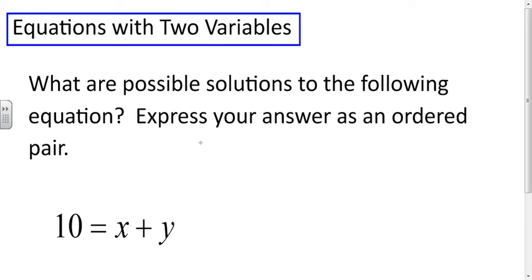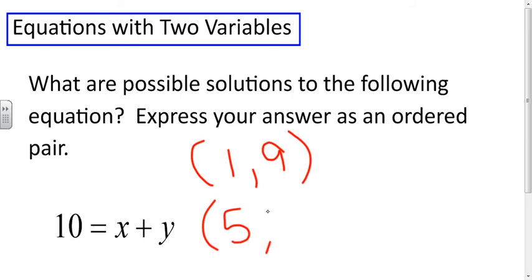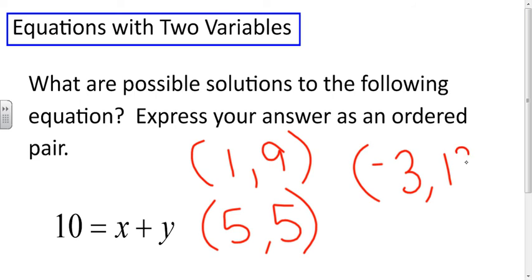So what do I mean by that? Well, think to myself, if x is equal to 1, so my x coordinate is 1, then y would have to be 9 because 1 plus 9 is 10. If x is equal to 5, then y would have to be 5 because 5 plus 5 is 10. And if x was equal to negative 3, well then y would have to be 13 because negative 3 plus 13 is 10.